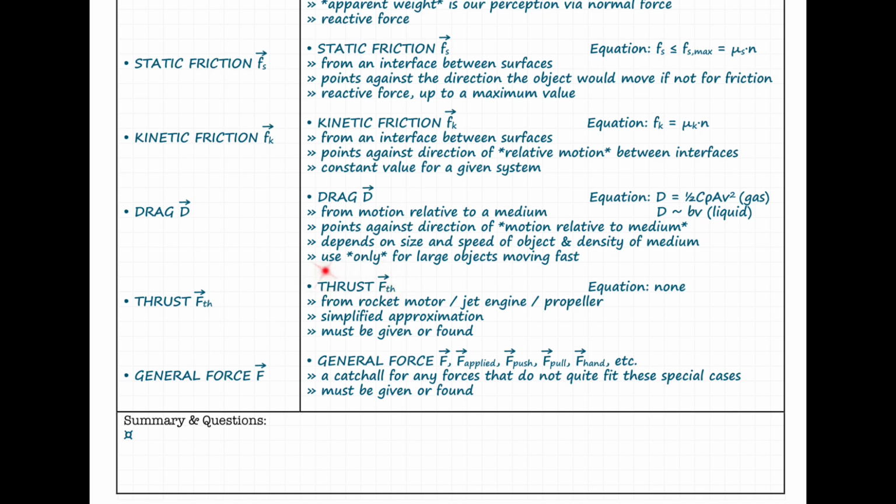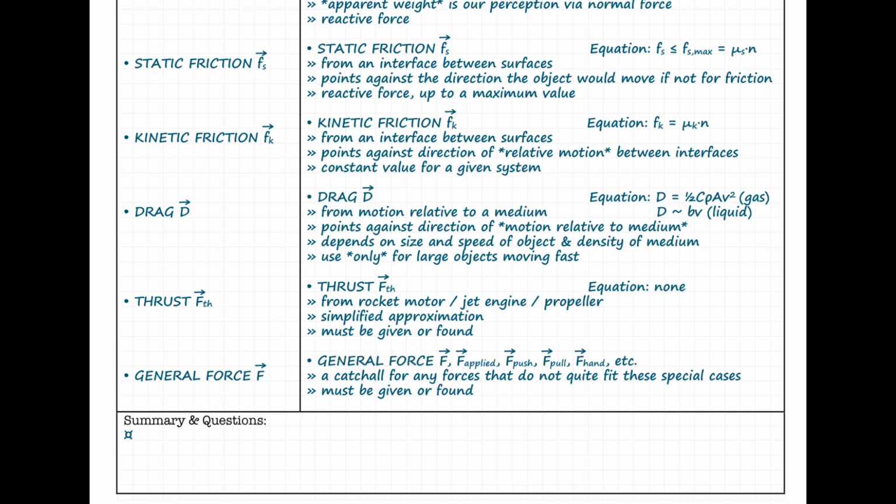Our thrust force is a force from a rocket motor or a jet engine or a propeller. These are all very complicated machines, and our thrust is just a simplified approximation. We're going to assume a constant value being provided by this rocket motor or jet engine. So this is something that would be given or that we would find. It's not something that you would be expected to know.